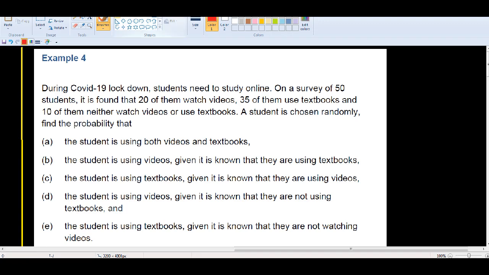So you need to find the probability. There are 2 events, videos and textbooks. You need to think, for A, what kind of probability it is, the student is using both videos and textbooks. So that would be the case.